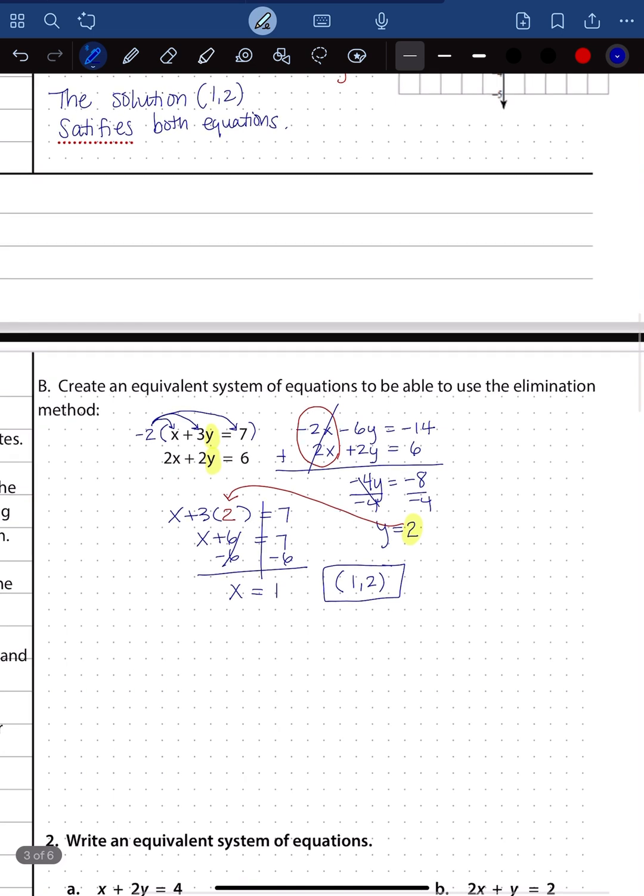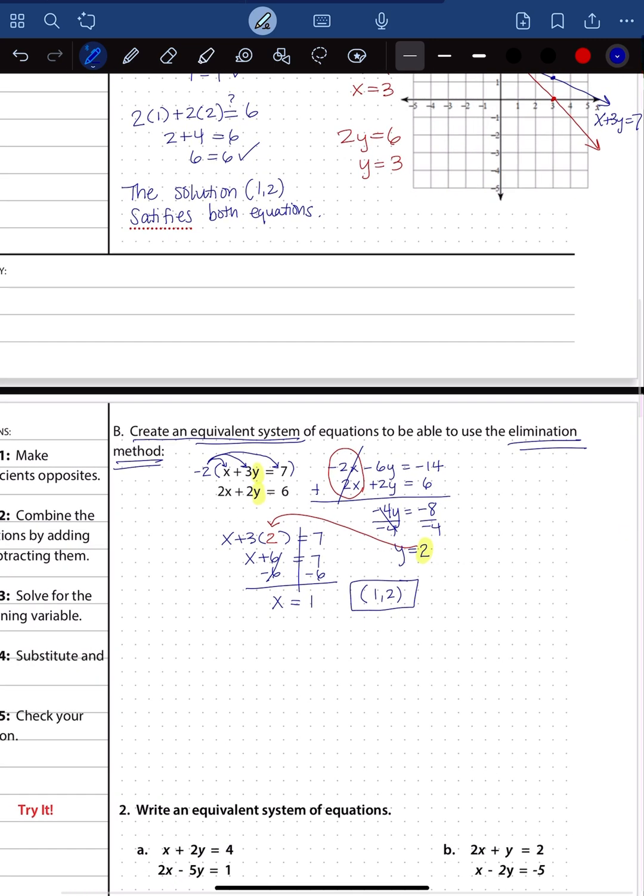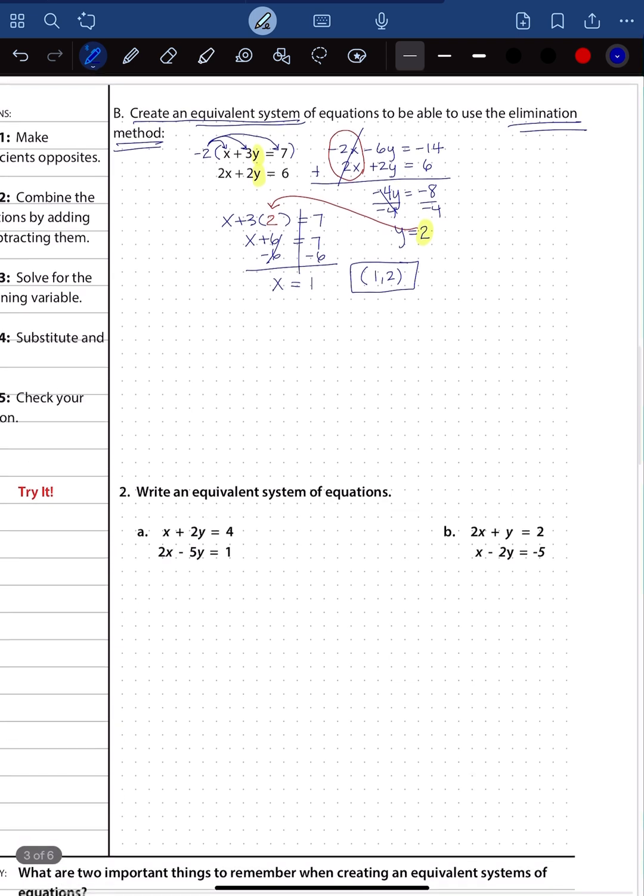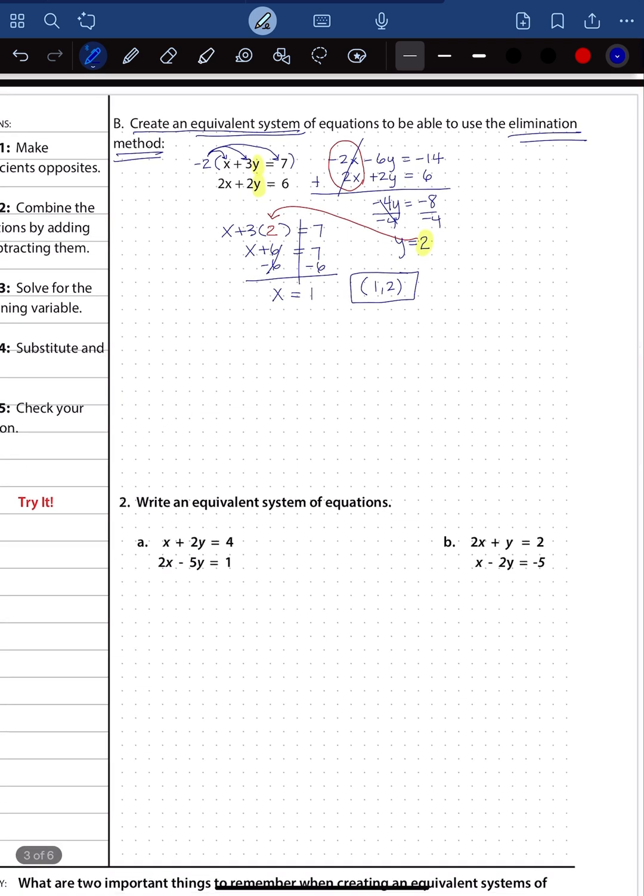So for the remainder of this lesson, we're going to look at creating equivalent systems of equations that will allow us to use the elimination method to either eliminate the x-coordinate or the y-coordinate. This next section of the notes for now, I am going to just cross it out. We'll come back to this later in the lesson.